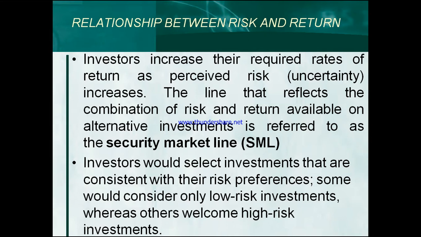This shows the combinations of risk and returns available among different alternative investments. This line is the so-called security market line. Investors select investments that are consistent with their risk preference. Some would consider only low risk investments, whereas others welcome high risk investments. So this is the relationship between risk and returns.